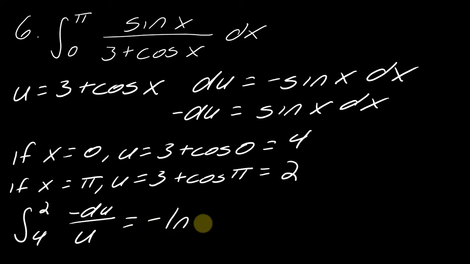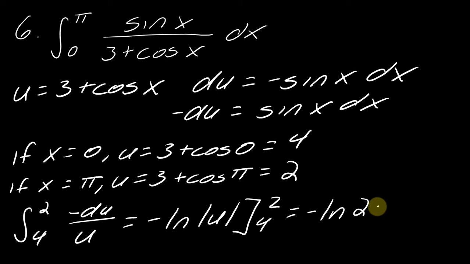So now this becomes the negative natural log of u, and I just need to evaluate that from 4 to 2. And so then I can write this out as negative natural log of 2 plus the natural log of 4. And so then there would be your answer, or you could flip-flop the order of them, but that would be it.